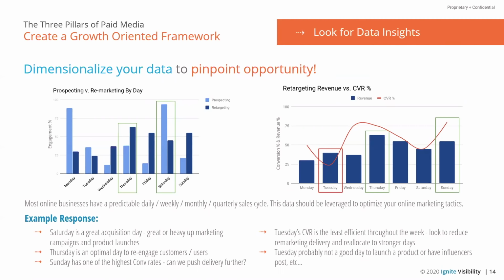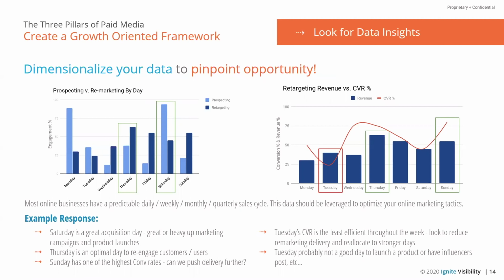Moving into the right chart, we're filtering down further into just remarketing, pulling in revenue and conversion data by day of week as well. The takeaway here is you can see that Tuesday's performance is the least efficient, illustrated by that red line that concaves downwards, and then also low revenue figures.